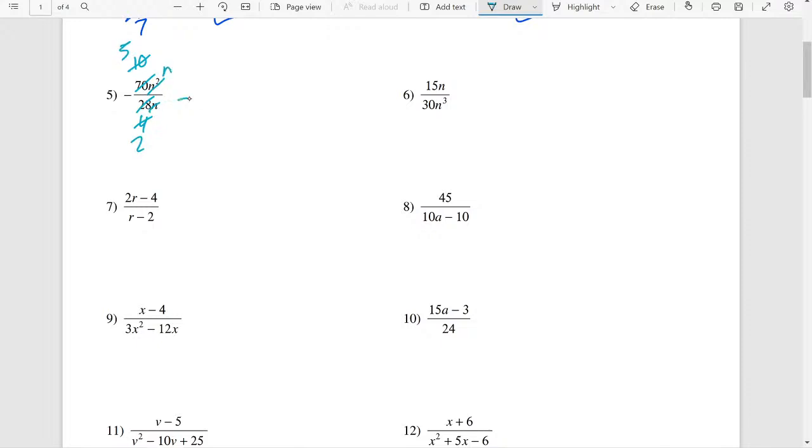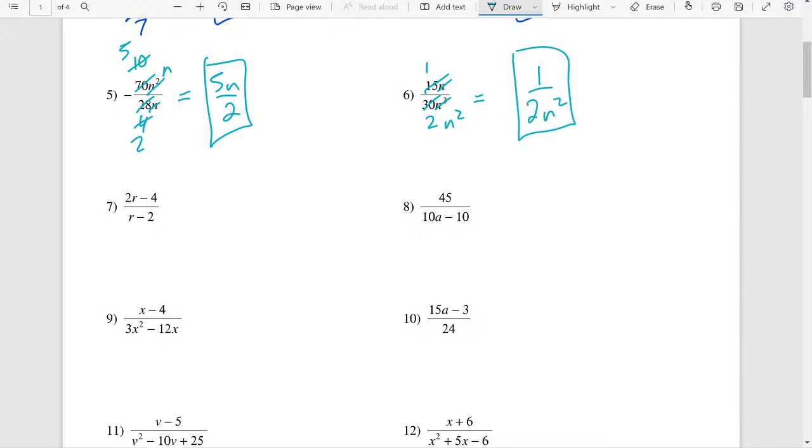So sometimes I'll just divide by one thing as we go along here. As we keep going, though, I will start dividing by the largest thing that divides by each number. So for instance, 15 and 30, 1 and 2, and then I have n squared on the bottom, so 1 over 2 n squared. All right, then for number 7, I have 2 r minus 2, and then r minus 2 down here. Boom, boom. So I have 2 left over.